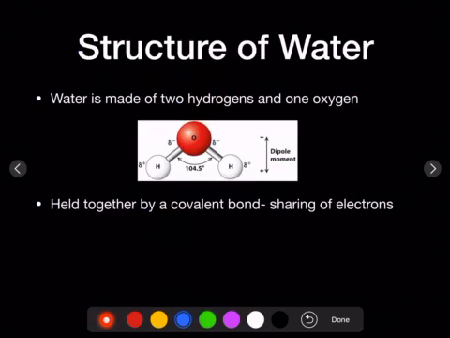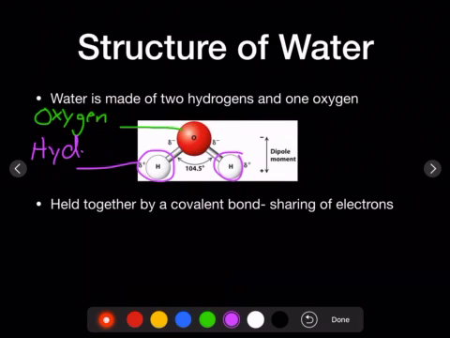So water is a pretty simple molecule in that it's composed of two types of atoms. The first one is oxygen. Oxygen is the bigger of the two, and we have two hydrogens. So these atoms compose water. Now, water is held together by what's known as covalent bonds, and these sticks right here are the covalent bonds. Covalent bonds are the sharing of electrons.